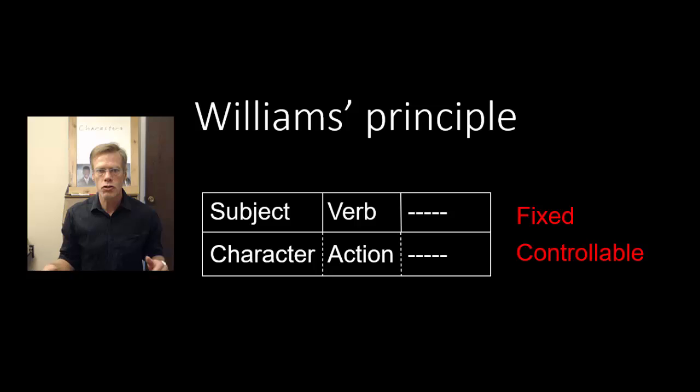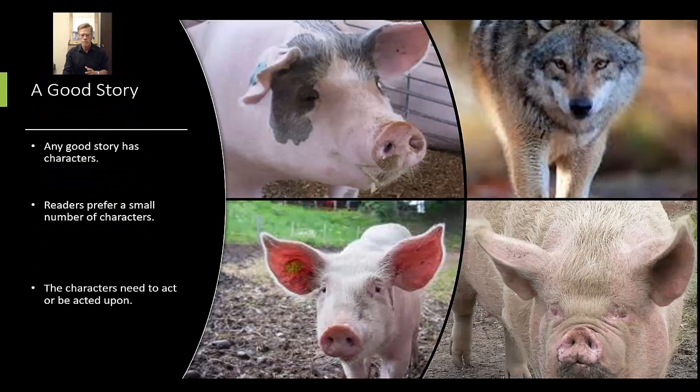And this brings us to Joseph Williams' principle that our subject and our verb, those are fixed positions. We don't have any control over that. For it to be a grammatical sentence of English, there has to be a subject, there has to be a verb. But what we do have control over is what we put in those positions. And what we want to do is get characters into the subject position and actions into the verb position. In a previous video, I've talked about getting actions into the verb position. Now we're going to focus on characters.